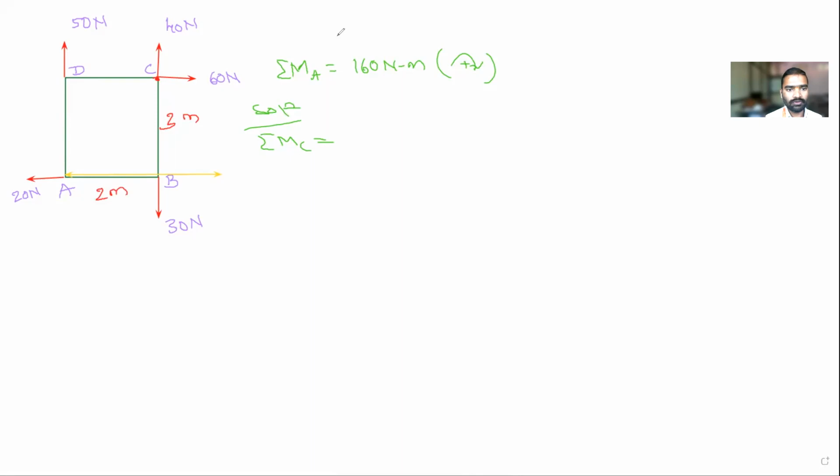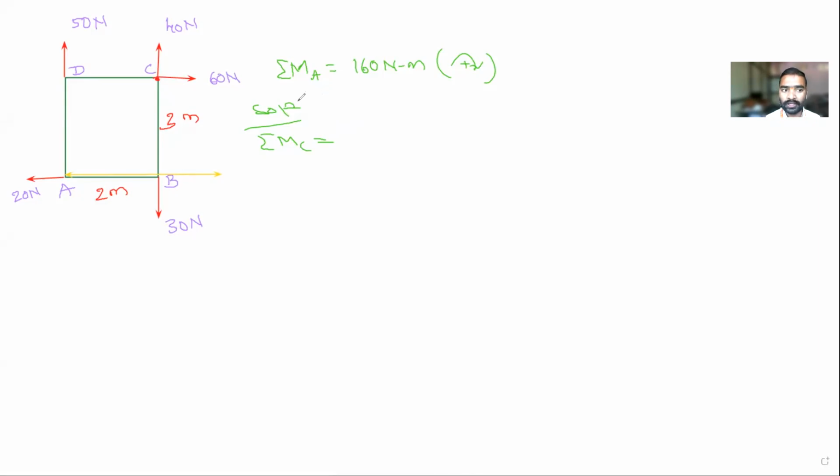So first what will I take? I will take the force. This force is about the point C. The 60 Newton force is passing through the point C. Is it producing any moment? No. This 60 Newton force is passing through the given C point, so it is not producing any moment.